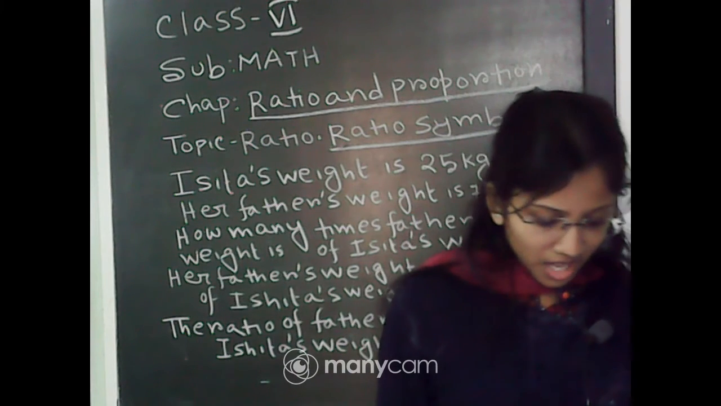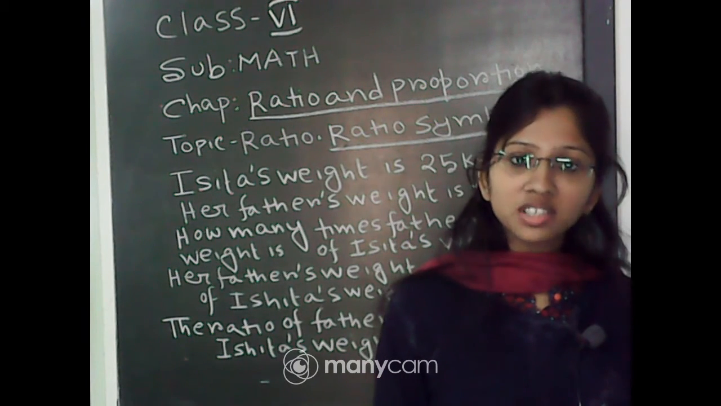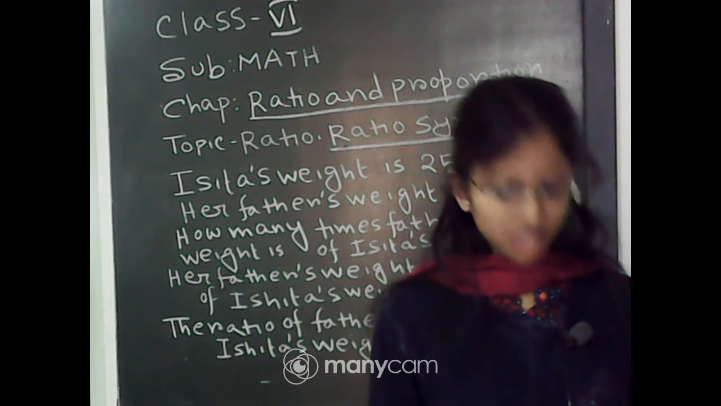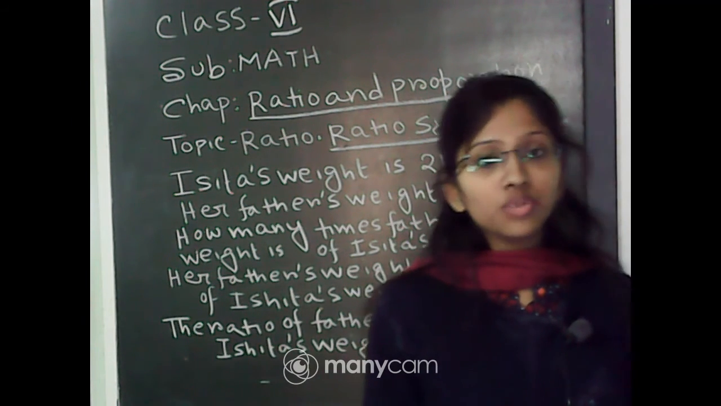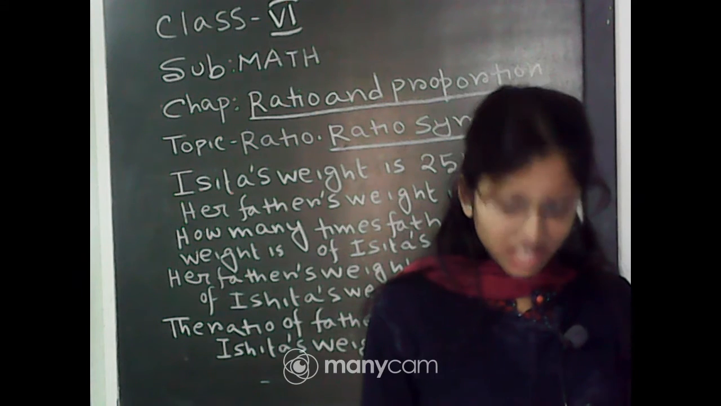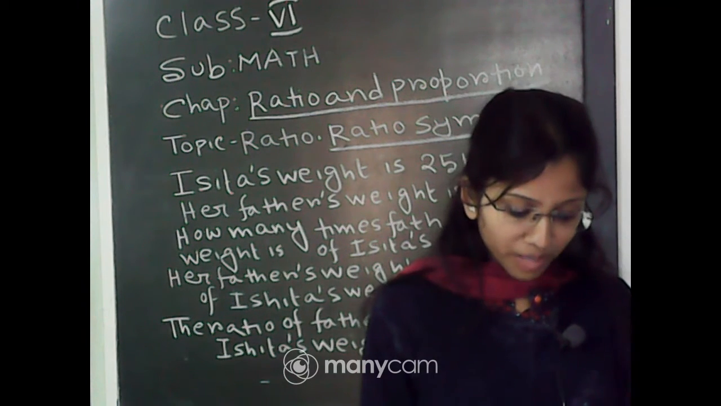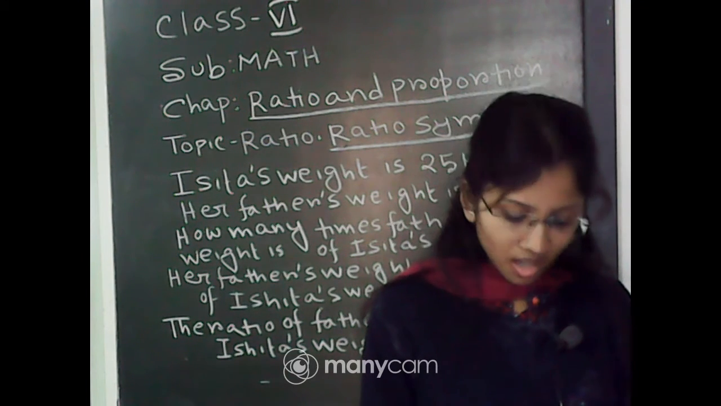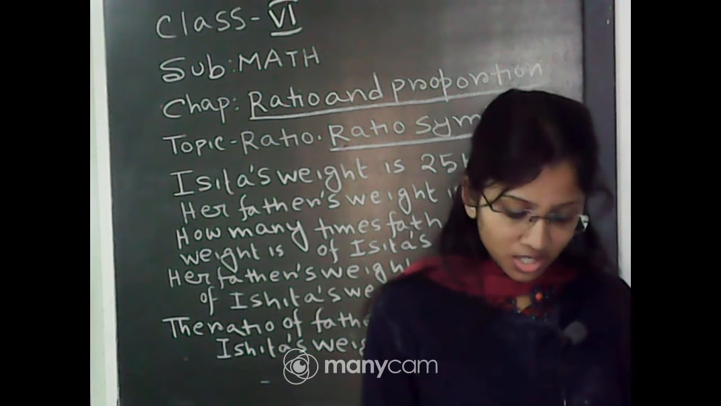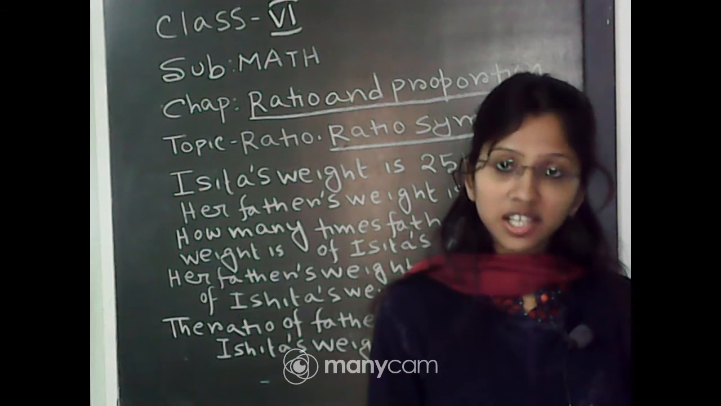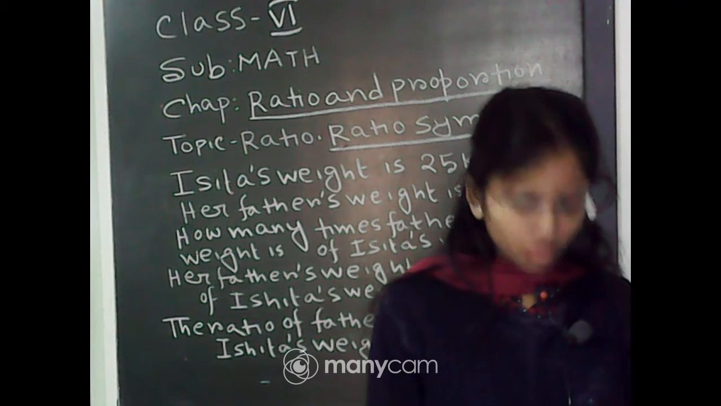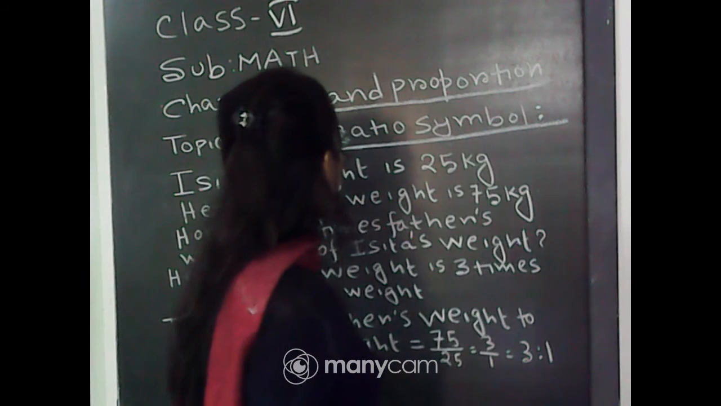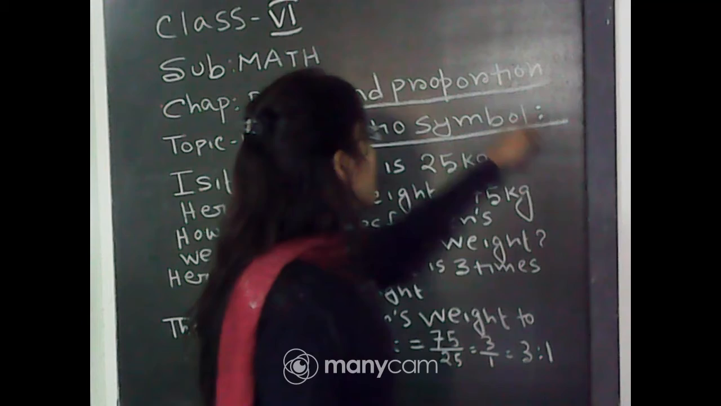In this example, we compared the two quantities in terms of how many times, and this comparison is known as the ratio. We denote ratio using the symbol is to.